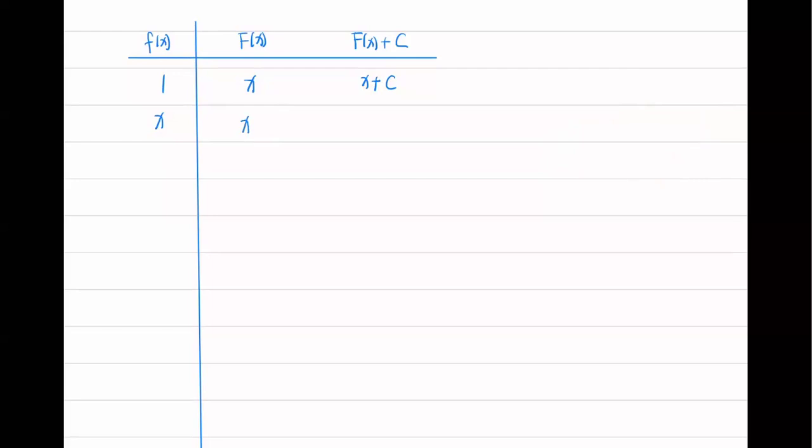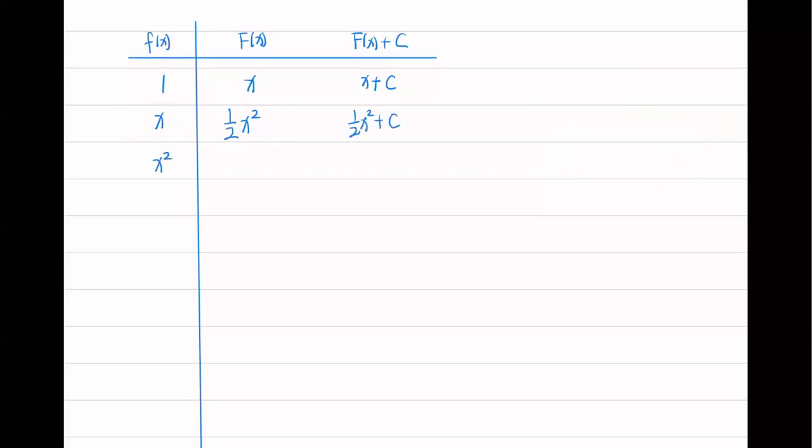Almost. If we take a derivative of x squared, what do we have? 2x. So we have to divide this by 2, then we get what we want. A small modification. Then the general one will be x squared over 2 plus c. Okay.